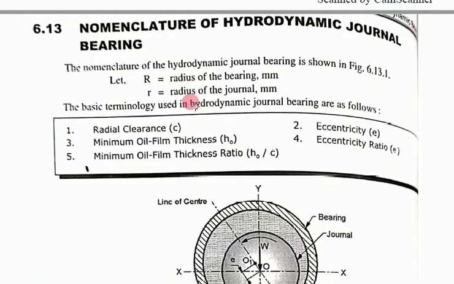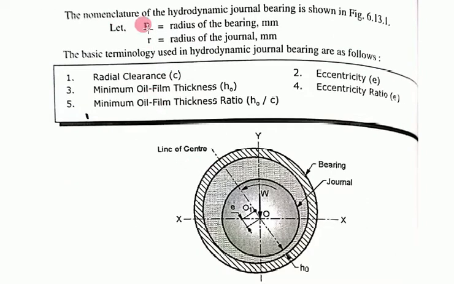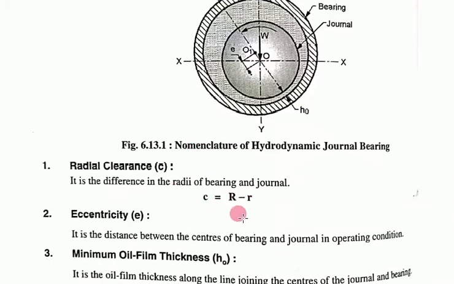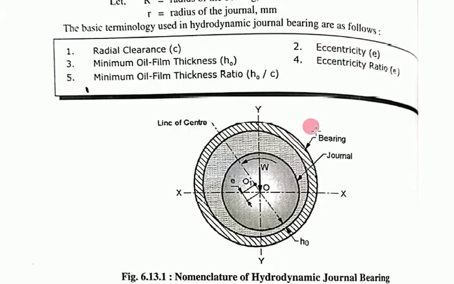Next is the nomenclature of a hydrodynamic journal bearing. Let us see the nomenclature. Here R is the bearing radius, small r is the journal radius, and the radial clearance C is capital R minus small r. Then eccentricity e is the difference between the journal center and the bearing center. This distance is called the eccentricity.